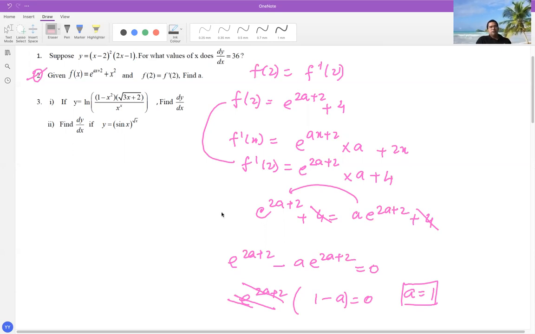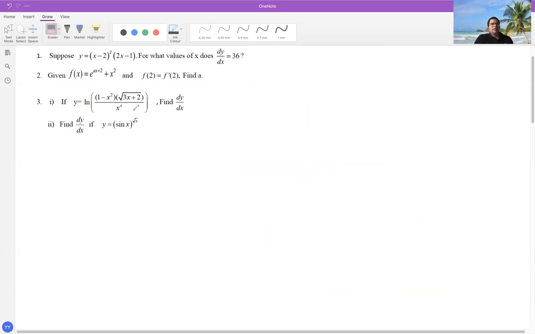Now let's go ahead to the third one, which is finding the derivative of a logarithmic function. Here we have been given: find the derivative of ln of (1 minus x squared) times root (3x plus 2), divided by x to the power x. You're going to apply the log property and simplify it rather than doing the quotient rule. This part is important. ln of AB is ln A plus ln B, minus ln C because it's a denominator.